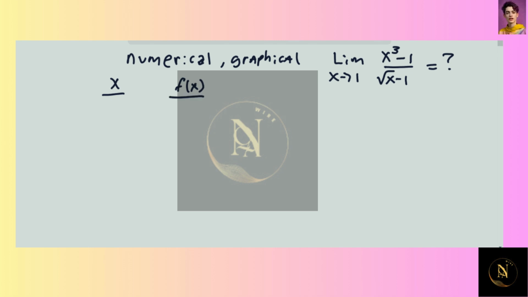Okay, we'll have our x's go to 1 first from the left. So if you put 0.5 into this formula, you get 2.987. 0.75 in here, you get 4.315. 0.90 in here, you get 5.281.